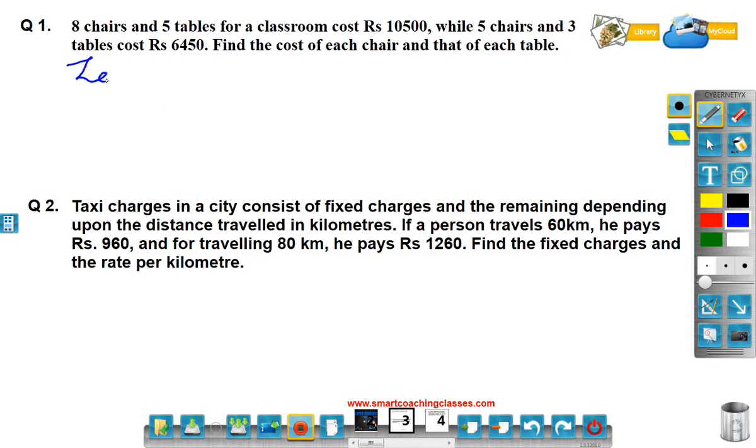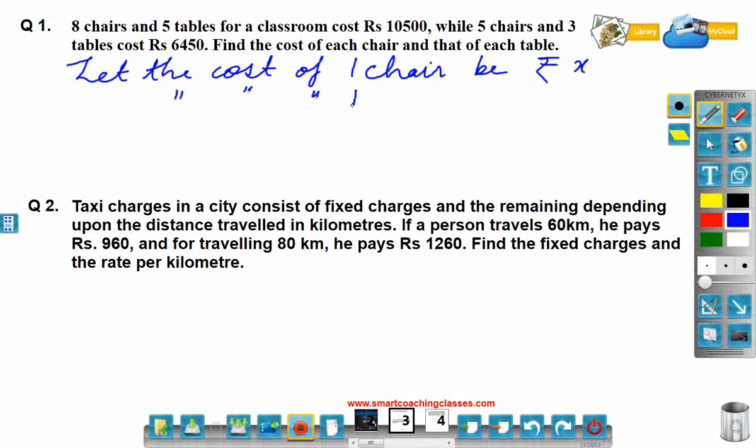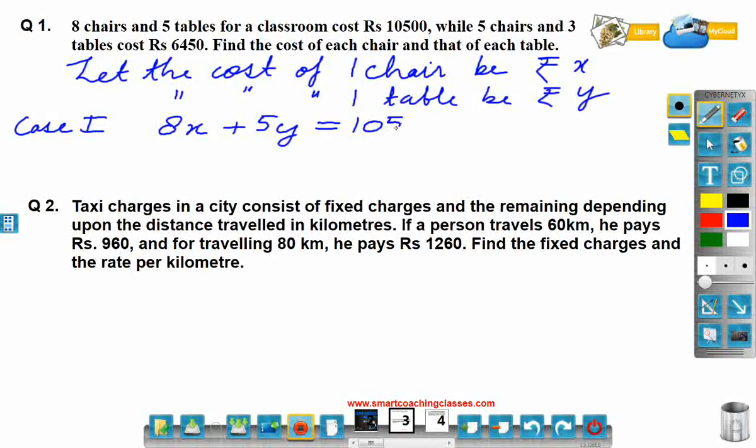let the cost of one chair be X rupees. Similarly, let the cost of one table be Y rupees. Is that okay? Now it is very easy to form the equation. The first equation would be case 1. How many chairs? 8. So 8x plus how many tables? 5. So 5y is equals to 10500.